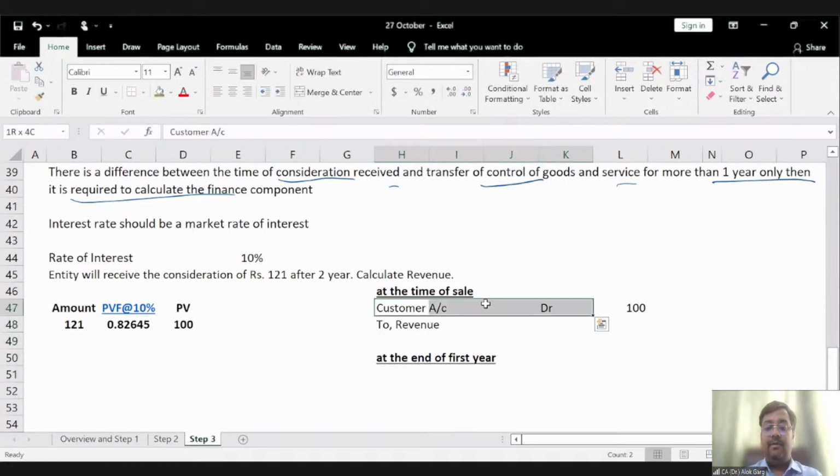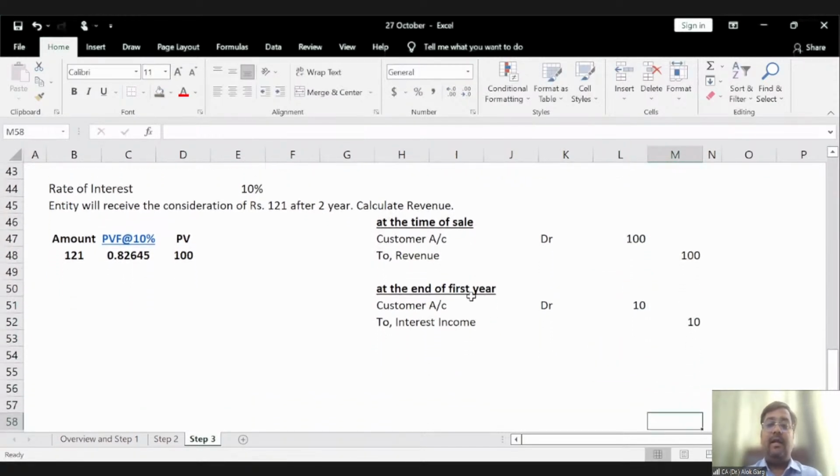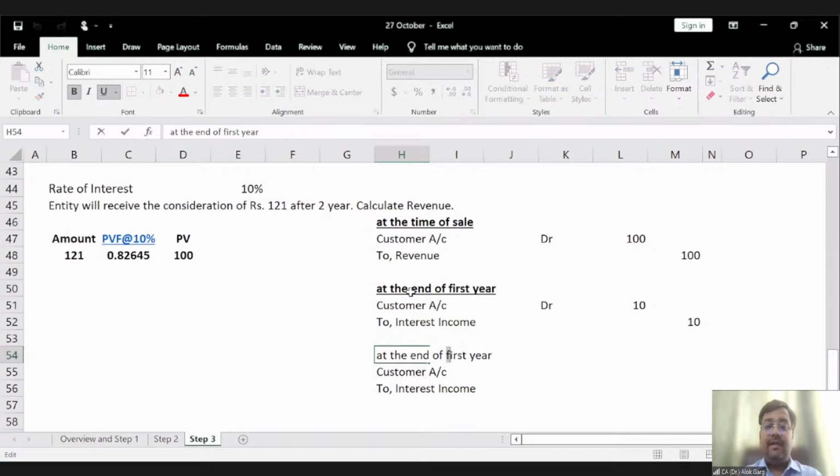Customer account debit to interest income. What was the interest rate on which we have done the discounting? It was 10%. 100 multiplied by 10% is your interest income which you have to recognize at the end of the first year. Again, at the end of the second year.